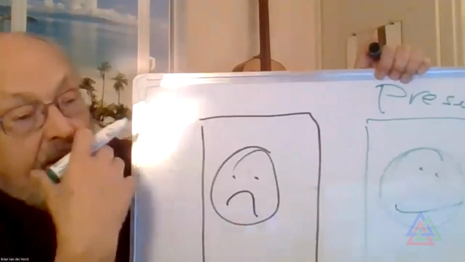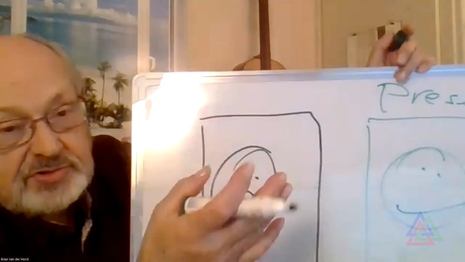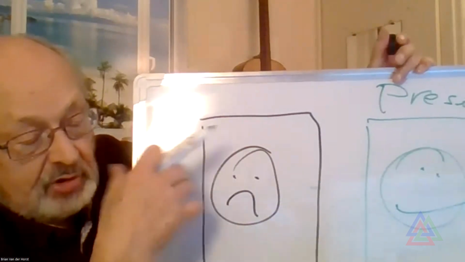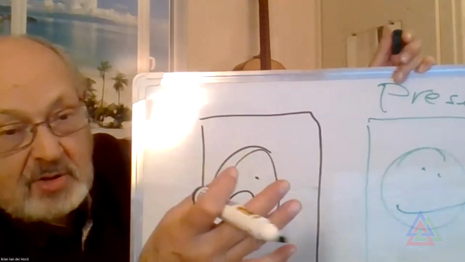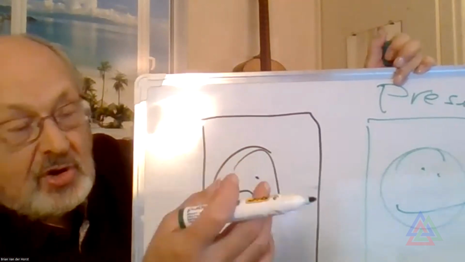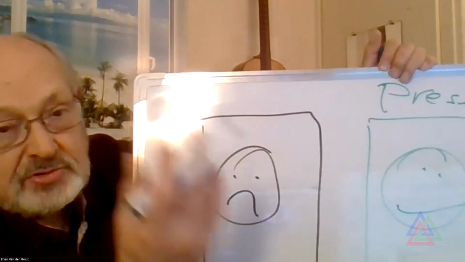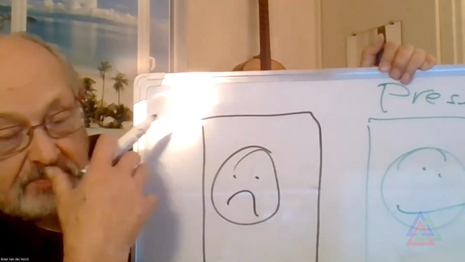Okay, and you ask the person to shut their eyes or not, but when they think about this person, what do they see? What is their internal representation of this?